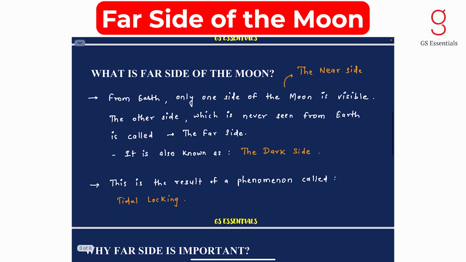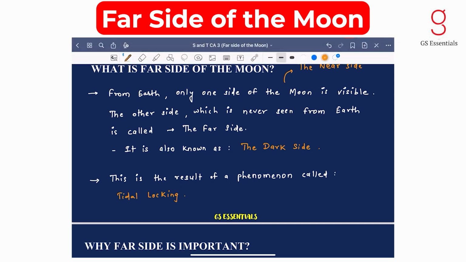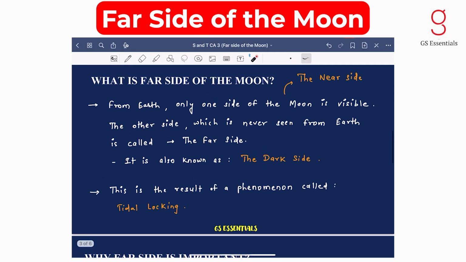Firstly, let us try to understand what exactly is the far side of the moon. You must be aware, we only see one side of the moon from Earth's surface, and that side is called the near side. But the other side of the moon is always invisible from Earth's surface. That side is called the far side. It is also known as the dark side of the moon. The dark side is actually a misnomer because that side of the moon also receives sunlight. But as it is invisible from Earth, we call it the dark side.